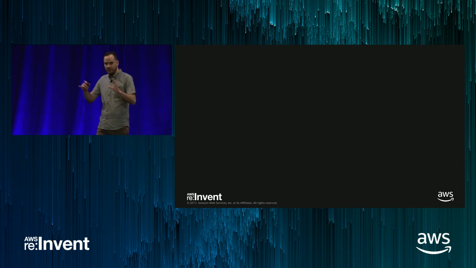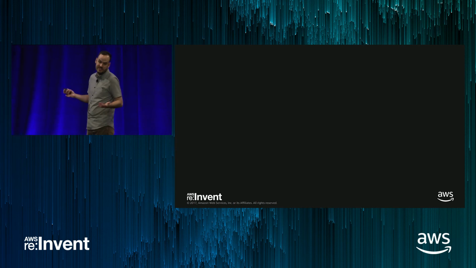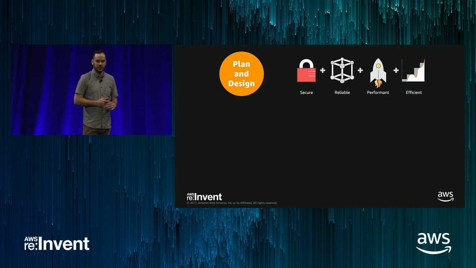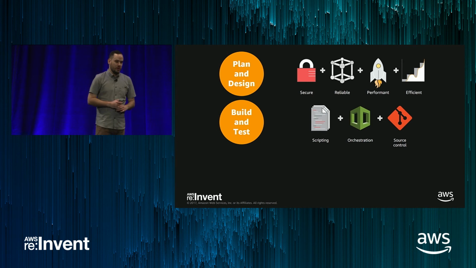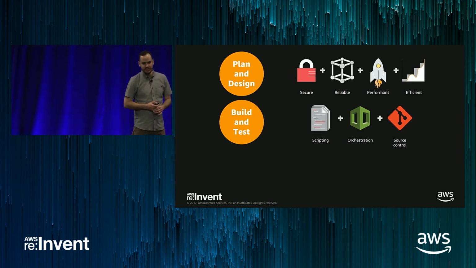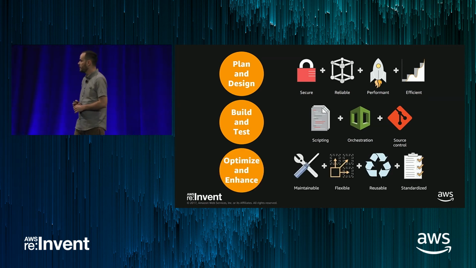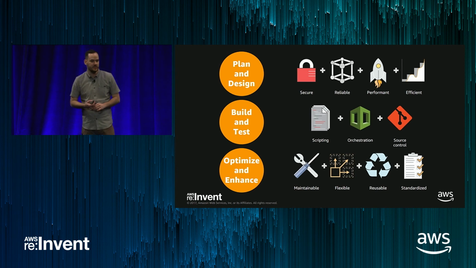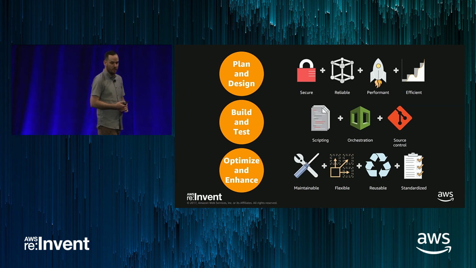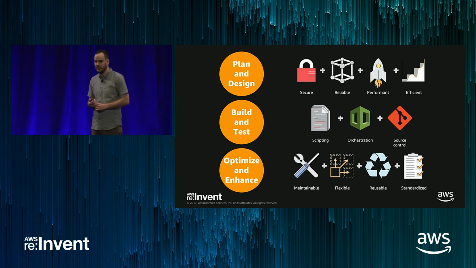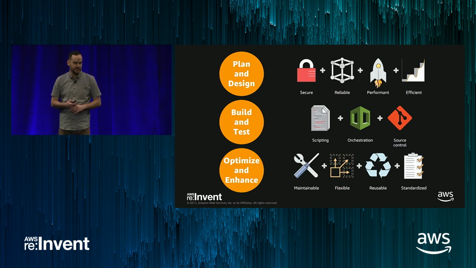So just to recap everything here, the job is never done. But what we've done here is we went over plan and design. We talked about secure, reliable, performant, and efficient architectures. We went through building and testing, and we explored some code examples around scripting, orchestration, and we also talked a little bit about source control. And we covered a phase of optimizing and enhancing. We just went over maintainable, flexible, reusable, and standardized templates. And like I said, the job is never done, so you may have scripts that you want to cycle back and take a second look at.